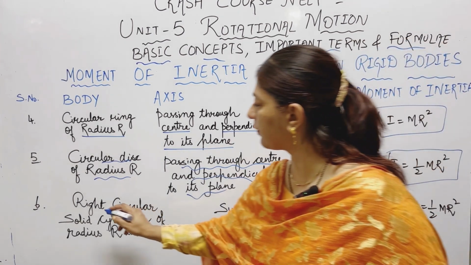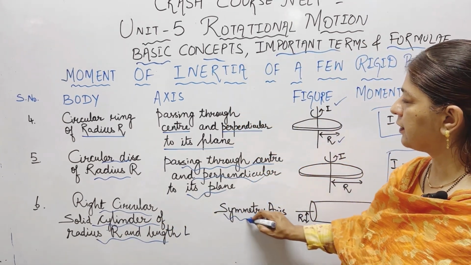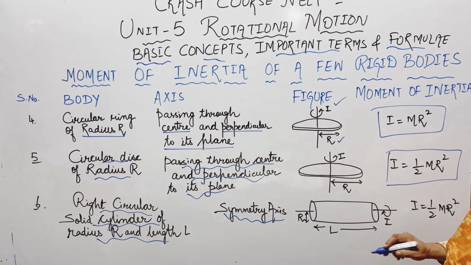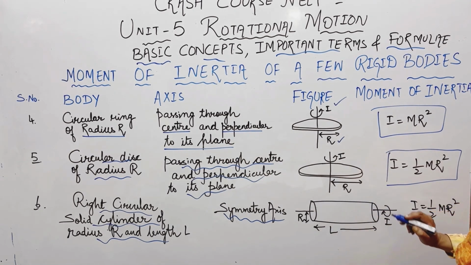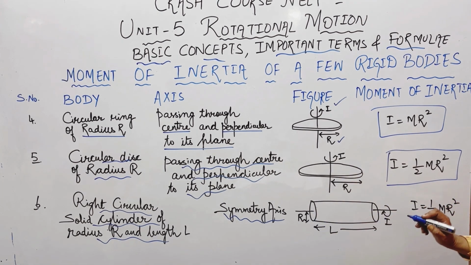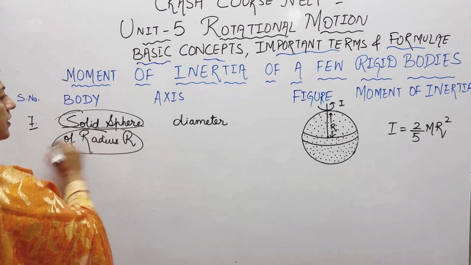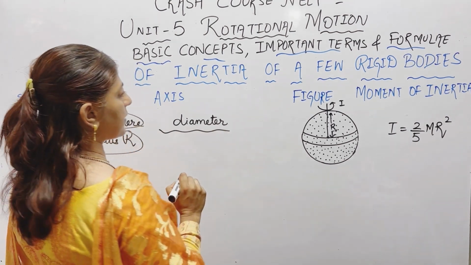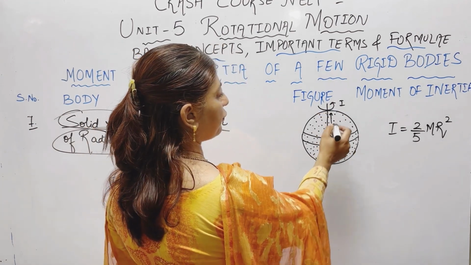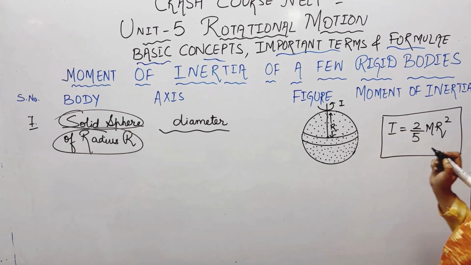The next is the right circular solid cylinder of radius r and length l, and the axis is the symmetric axis that we are taking. So this is a right circular solid cylinder, and this is the axis of rotation. r is the radius of this cylinder and L is the length. So the moment of inertia is given by half m r square. Next the body is a solid sphere of radius r, and the axis is across its diameter, and this is the axis of rotation, and its moment of inertia is given by 2 by 5 of m r square.